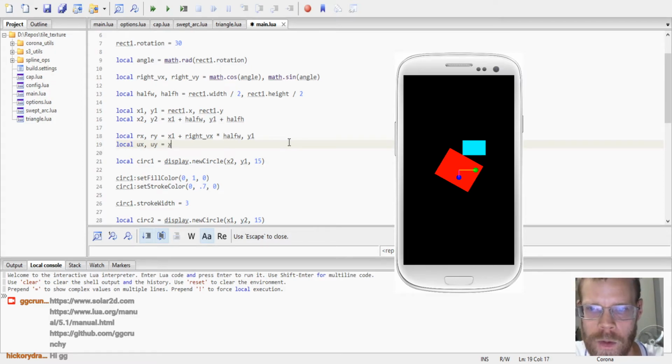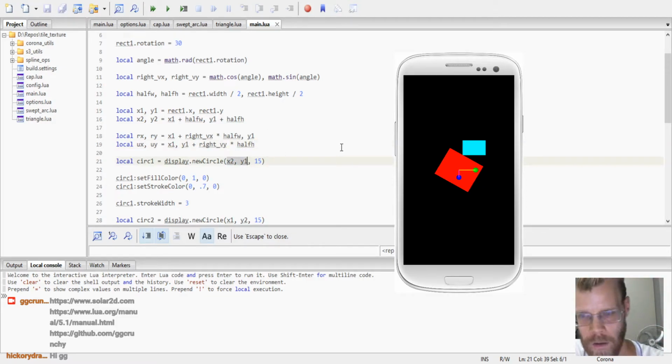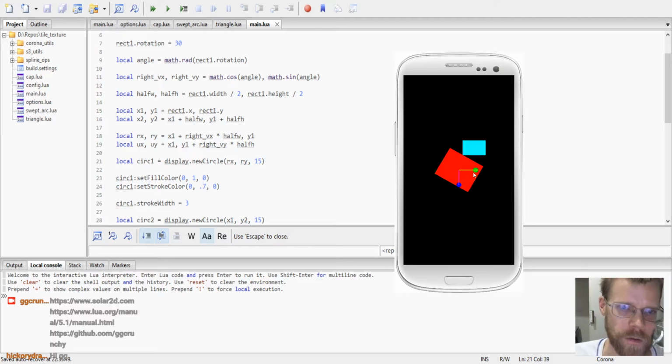That would be still x1, but nothing here. Y1 plus right vy times half height. And we'll put the circle. This one, I believe, yeah, this one is on the right. So let's see if that, it's moved down now. Or where has that moved? I don't think I got that right.